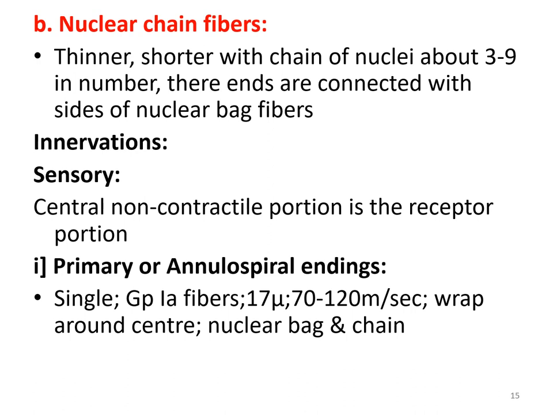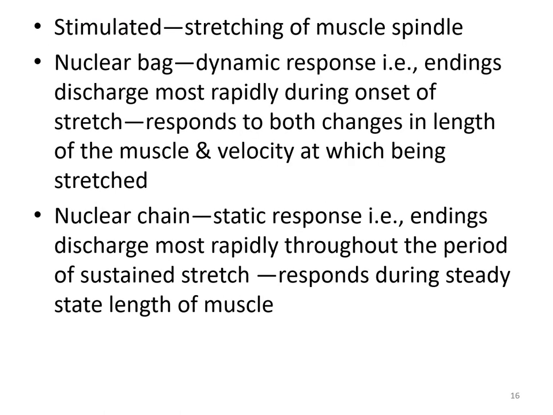As the name suggests, they are like a spiral, so they wrap around the center of the nuclear bag and chain fibers. The primary spiral endings are stimulated by stretching of the muscle spindle. In the case of nuclear bag fibers, they show a dynamic response. So the sensory endings will discharge most rapidly during the onset of the stretch, responding to both changes in the length of the muscle and the velocity at which it is being stretched. So nuclear bag fibers show a dynamic response.